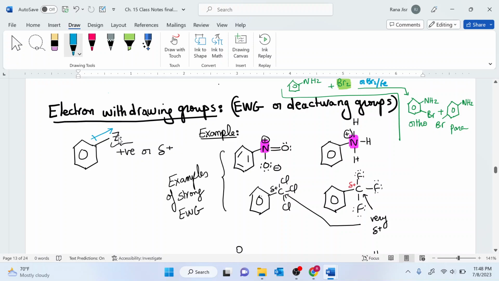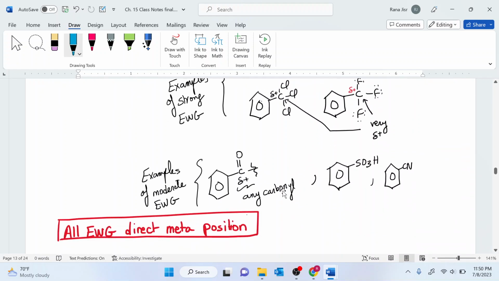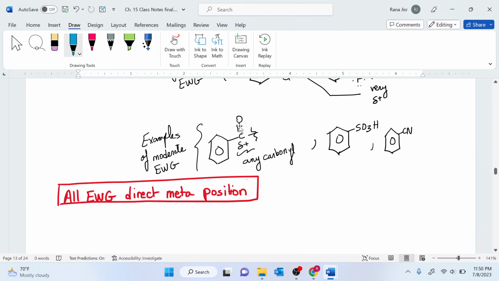Now, these electron withdrawing groups on the benzene, they normally pull electrons away from the benzene by inductive effect. All electron withdrawing groups have either a partial positive charge or a positive charge on the atom attached to the benzene. So here, for example, nitrogen has a full positive charge. You have to draw the Lewis structure in order to determine the charge of the group that is connected to the benzene. Whether it is a full positive or a partial positive, that will make the group an electron withdrawing group. So these are examples of electron withdrawing groups.